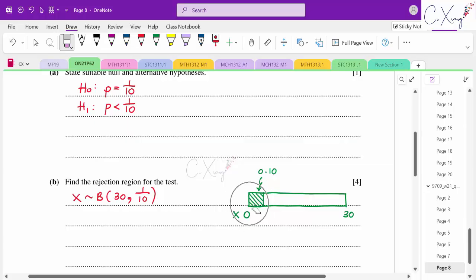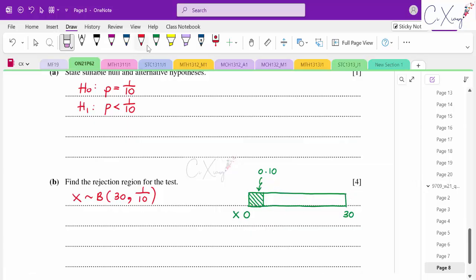So my rejection region is on the left, right? So when we want to find out the rejection region, we start from the left hand side. If your rejection region is on the right, then when you calculate the probability to find out the rejection region, you have to start from the right. Understand? Okay, so we are having the left. Therefore, I start from the left.